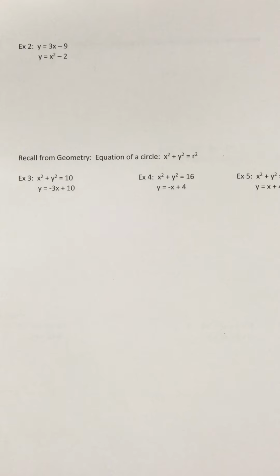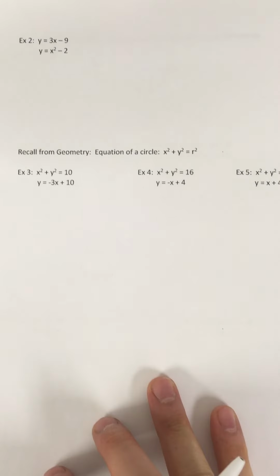This is the second half of the video on solving systems of nonlinear equations using substitution. So we've been looking at what happens when you have a line and a parabola, basically a linear equation and a quadratic equation.